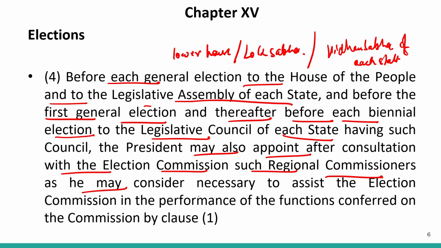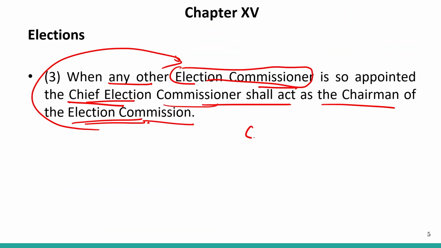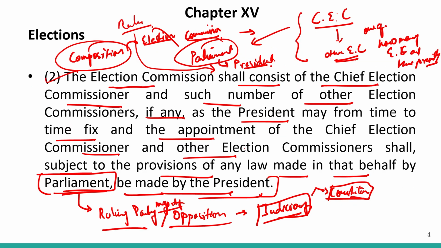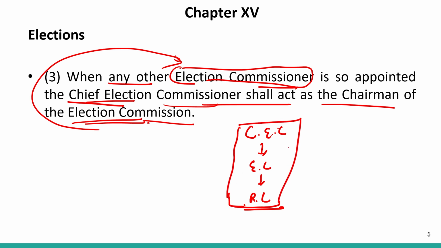as he may consider necessary to assist the election commission in the performance of functions conferred on the commission by clause number 1. So apart from the chief election commissioner and the election commissioners, there will be regional commissioners also. All these three wings of the election commission are going to be responsible for the election to take place in the country.